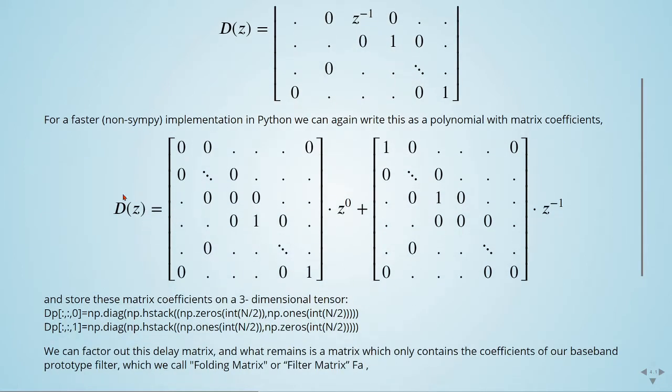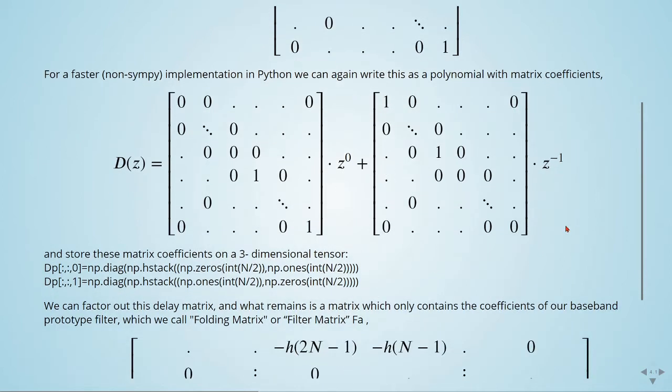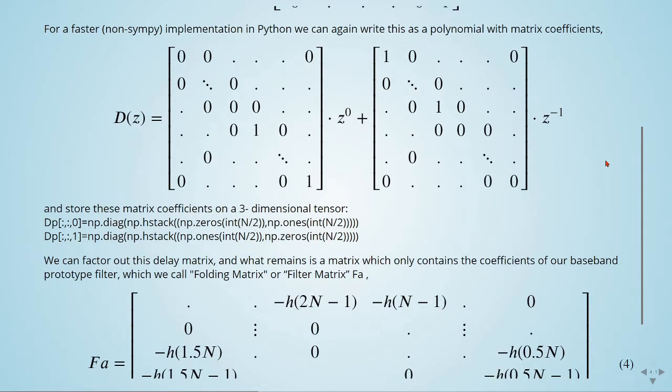So we have this delay matrix D(z), so here we have the terms of z to the power of 0 plus this matrix z to the power of -1, and we store these matrix coefficients on a three-dimensional tensor. So one tensor for z to the power of 0 and one for z to the power of -1.